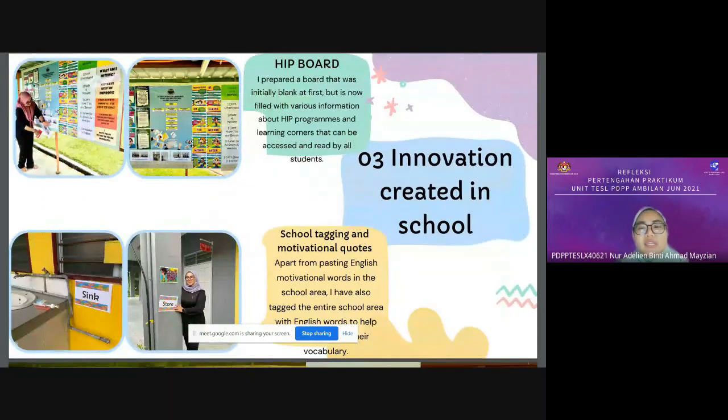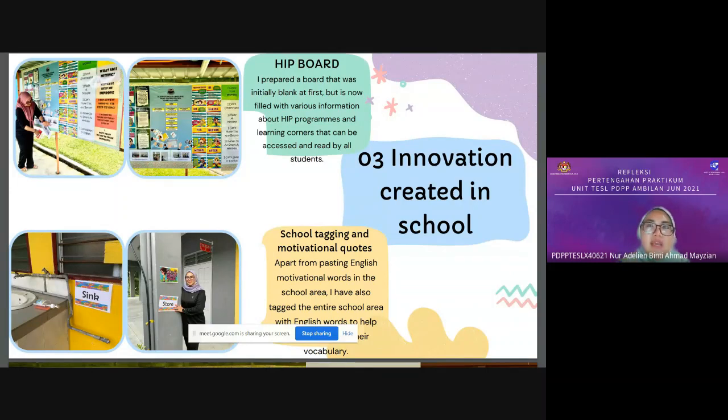Okay, so for innovation created in school, I am not sure whether this can be called innovation, but as the head committee, I did the HIP board for my school. Because for your information, when I first came to the school, all the information boards were blank. They never put any information up for the students to look at and read. So I did this HIP board when I first started my practicum, because I was scared that Dr. Kana would come and ask what I did during the practicum. So I prepared a board that was initially blank, but it is now filled with various information about HRP programs and learning corners that can be accessed and read by all my students.